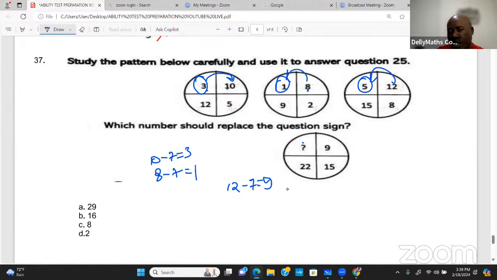I'm just going to continue because 9 minus the 7, I'm looking for number 2. So this should be 2 right here. And that's what I'm saying. No overthinking. Whatever pattern you see, it must work all the way around, right? So I'm going to be grabbing D for that one. The answer is 2 right there.